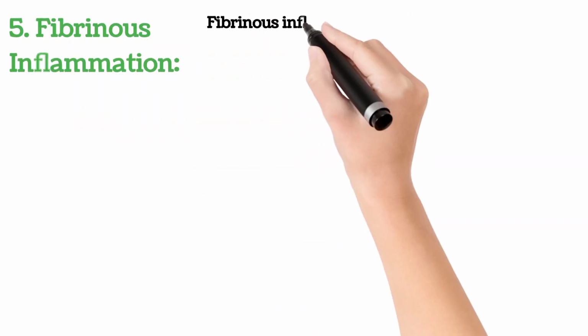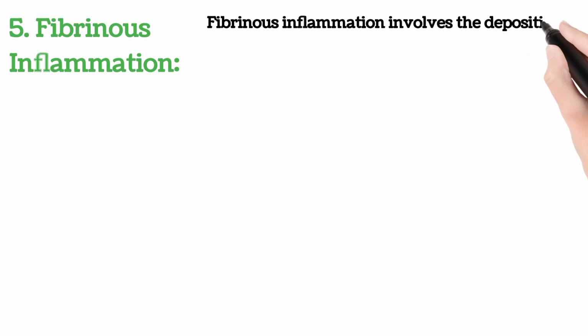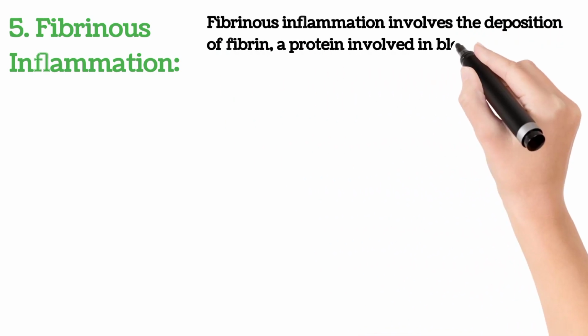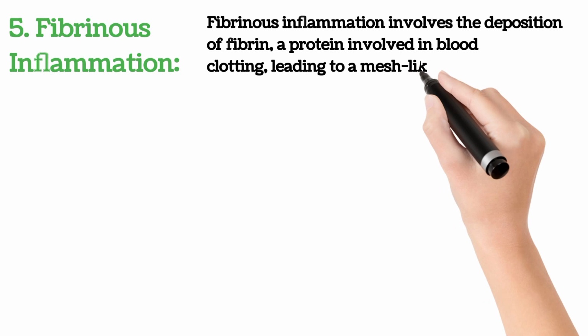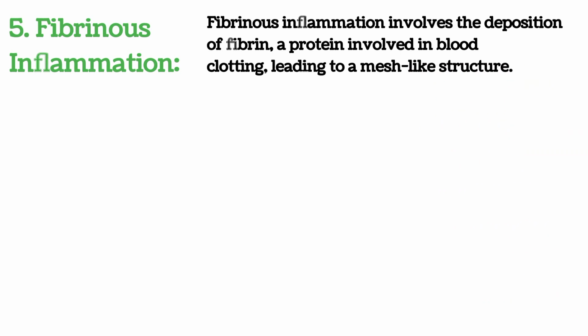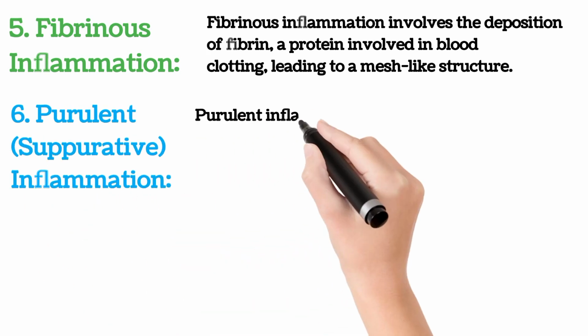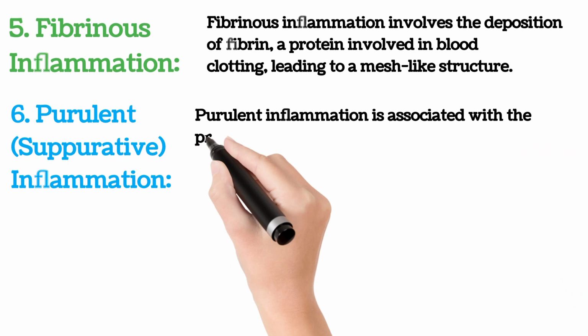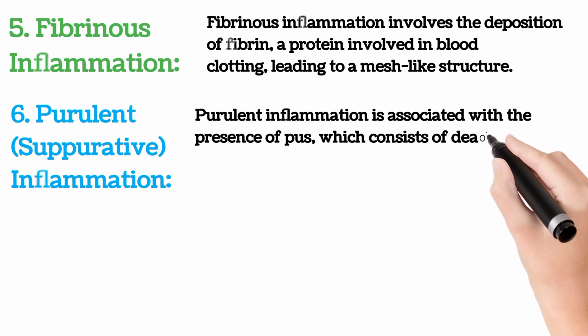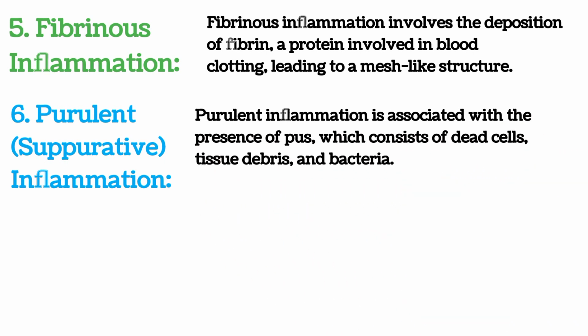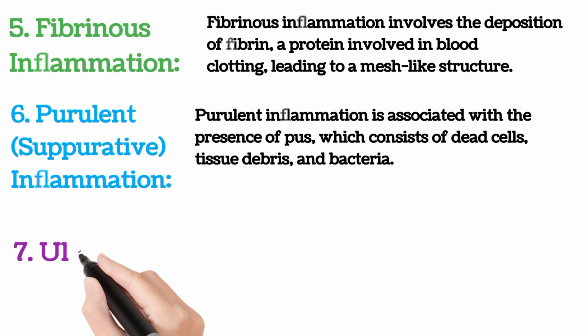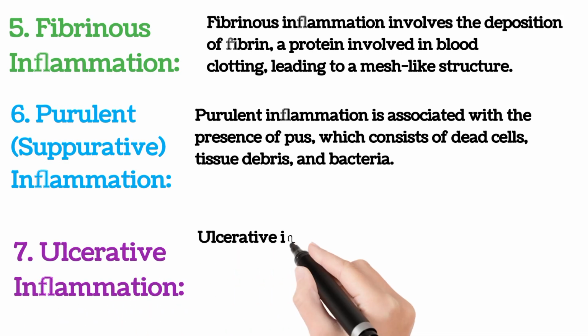5. Fibrinous inflammation. Fibrinous inflammation involves the deposition of fibrin, a protein involved in blood clotting, leading to a mesh-like structure. Examples: severe injuries or infections, such as pneumonia, can result in fibrinous inflammation. 6. Purulent, suppurative inflammation. Purulent inflammation is associated with the presence of pus, which consists of dead cells, tissue debris, and bacteria. Examples: abscess formation in response to bacterial infections is a common scenario for purulent inflammation.